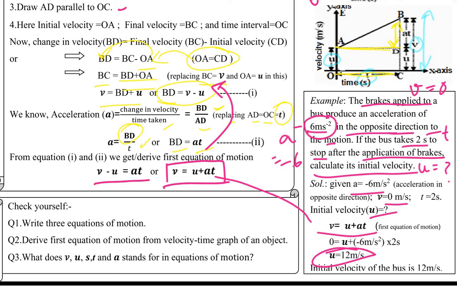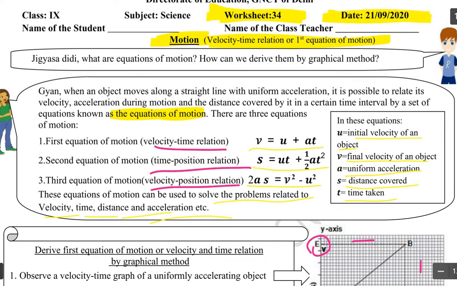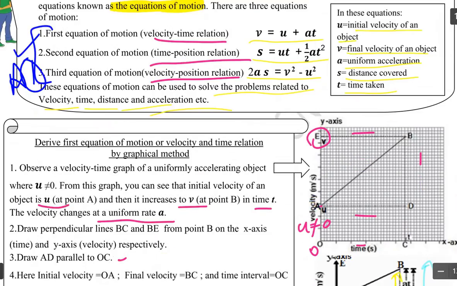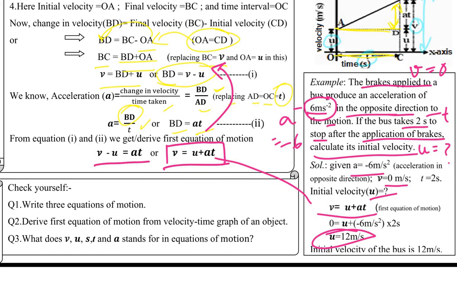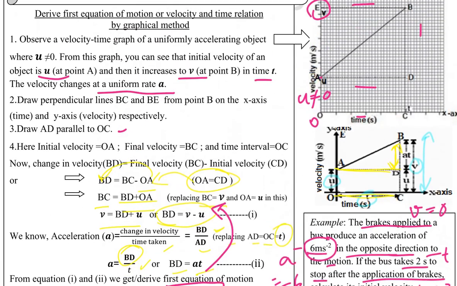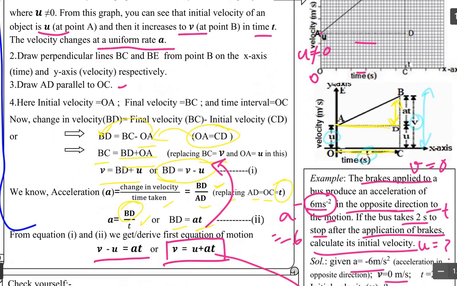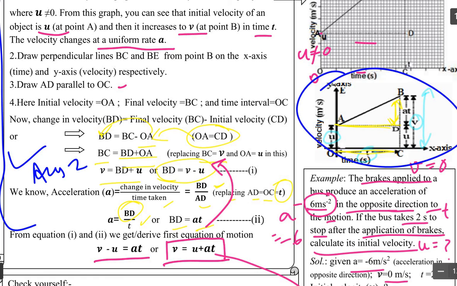Now coming to our questions. Write 3 equations of motion. We can write the 3 equations of motion from here. So this is your answer number 1. Now moving to the second question. Derive the first equation of motion from velocity time graph of an object. We have to write all this part as answer number 2 with your diagram.